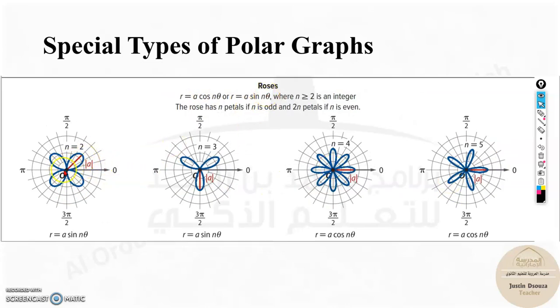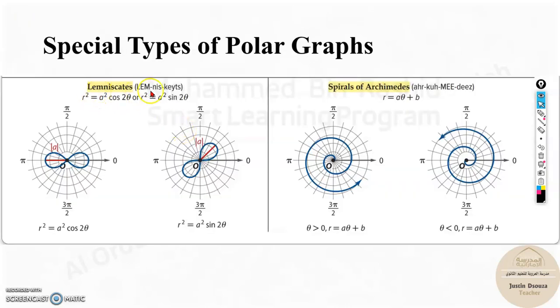There are roses, which depend on the n value. We have gone through all this in the introductory video. And then there are lemniscates. There are only two types: either a cos or a sine form. If it is cos, it is symmetrical along the axis, the center. Over here it's like this, left side and right side are the same. But over here, it is symmetrical from the polar axis. And this is the spiral of Archimedes, the last one.